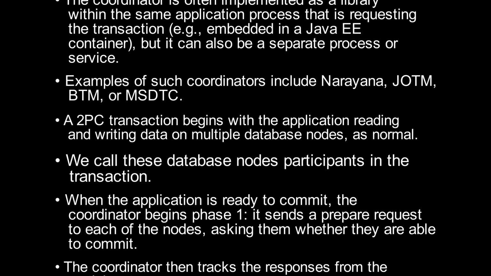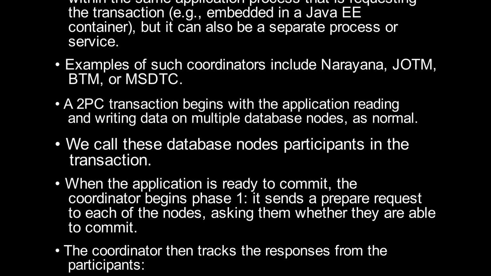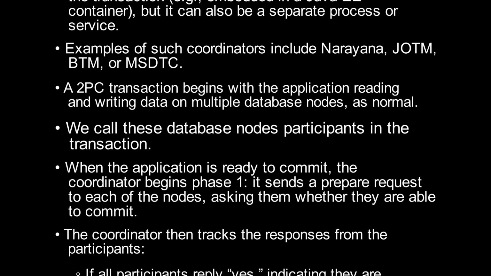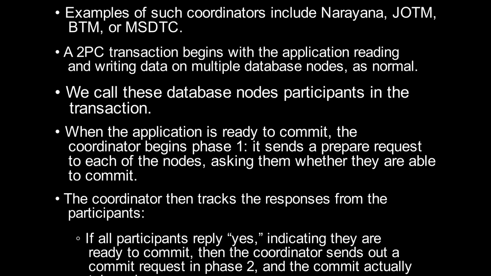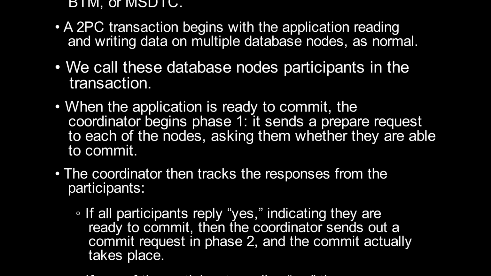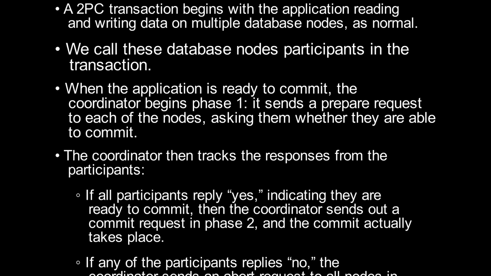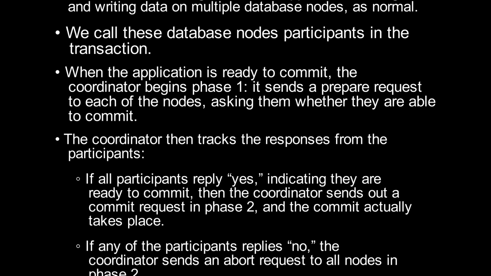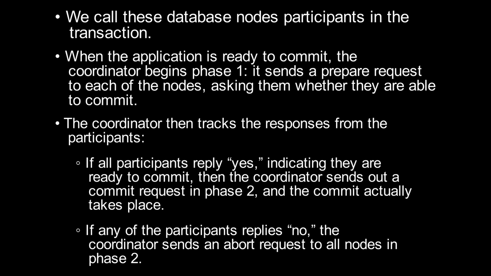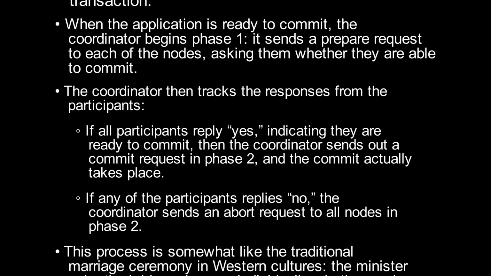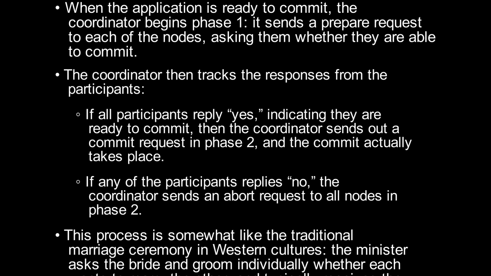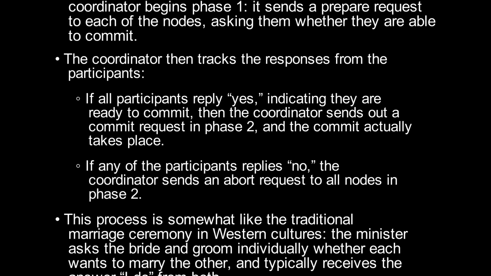When the application is ready to commit, the coordinator begins phase 1. It sends a prepare request to each of the nodes, asking them whether they are able to commit. The coordinator then tracks the responses from the participants. If all participants reply yes, indicating they are ready to commit, then the coordinator sends out a commit request in phase 2, and the commit actually takes place. If any of the participants replies no, the coordinator sends an abort request to all nodes in phase 2.